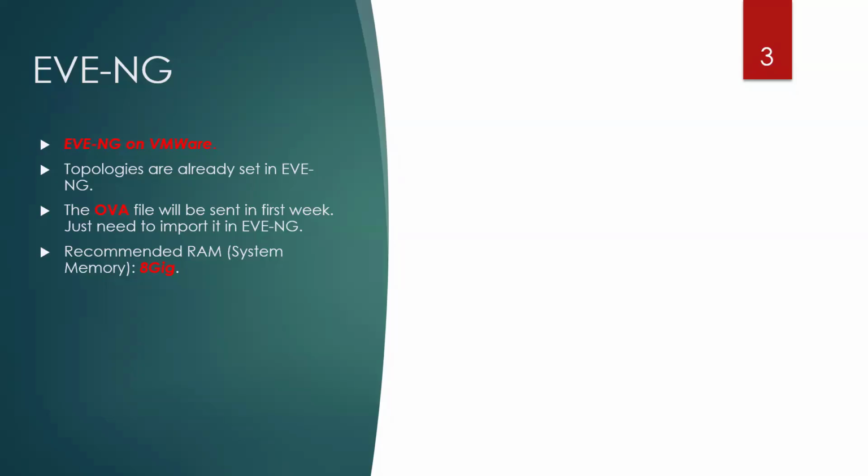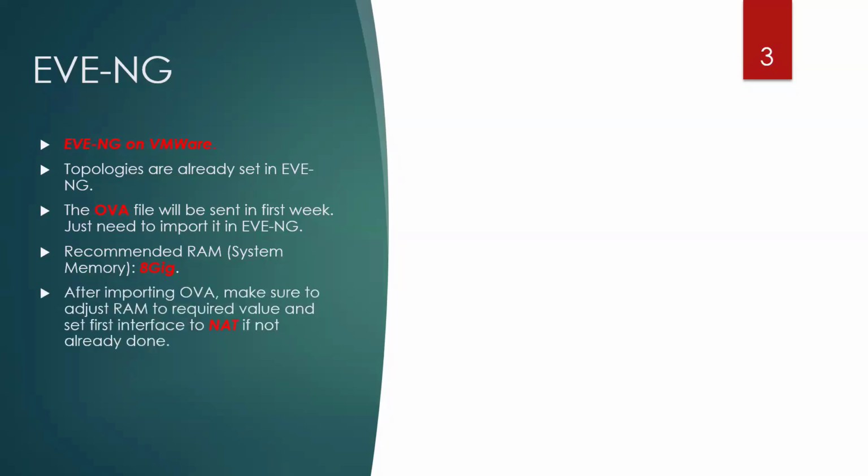EVNG is a very lightweight software, and the router and switch images that we're using are called IOL images, IOS over Linux. They are also very lightweight devices, so they don't consume so many resources. So 8 gig will be more than enough. Even the 6 gig that you give to EVNG should be enough, right?